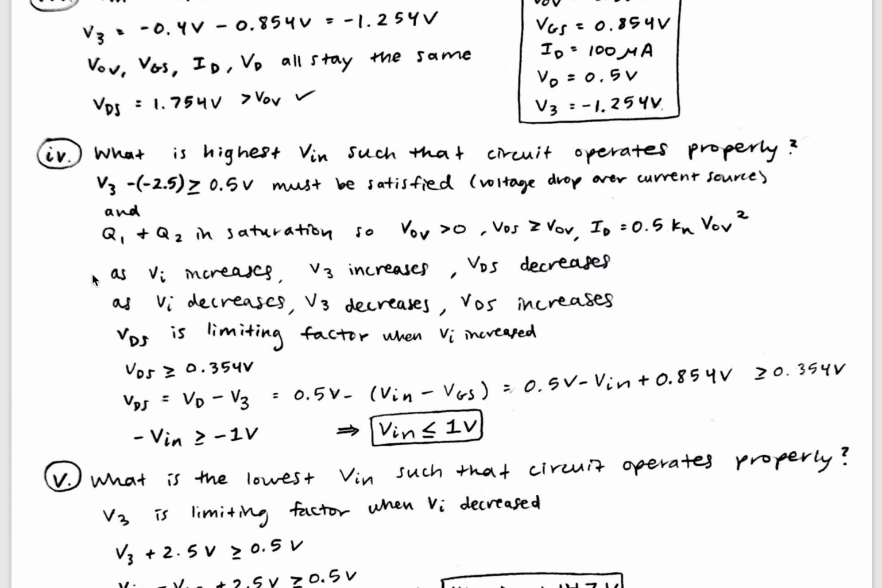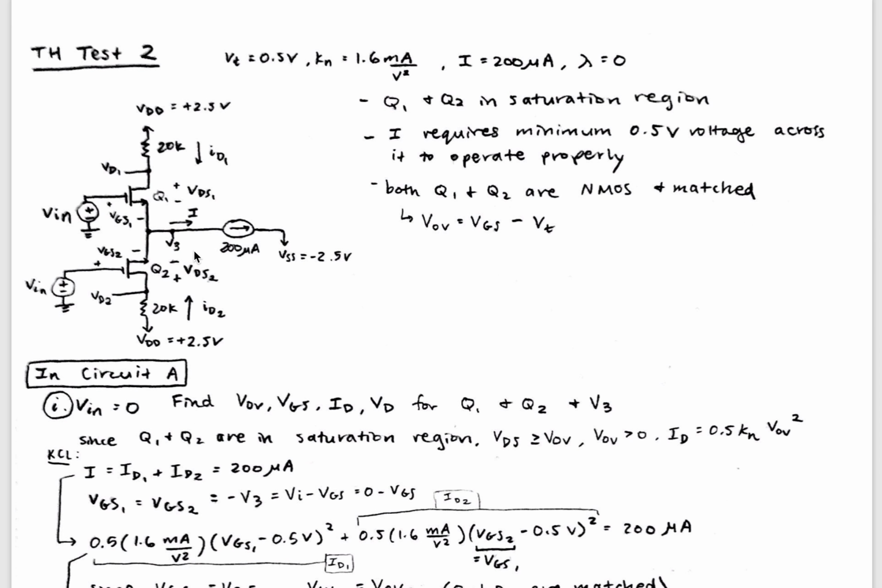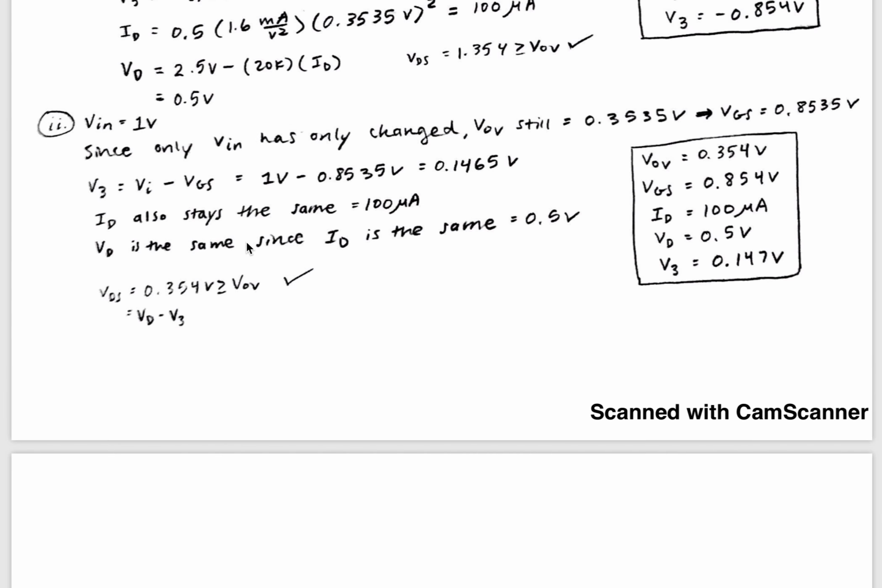And so first I wrote down some equations about the conditions that have to be satisfied for this circuit to operate properly. So one is that the voltage drop across the current source must be greater than or equal to 0.5 volts. So this voltage drop over the current source is equal to V3 minus negative 2.5 volts. We can see that here with this V3 node minus negative 2.5 volts gets us that voltage drop.